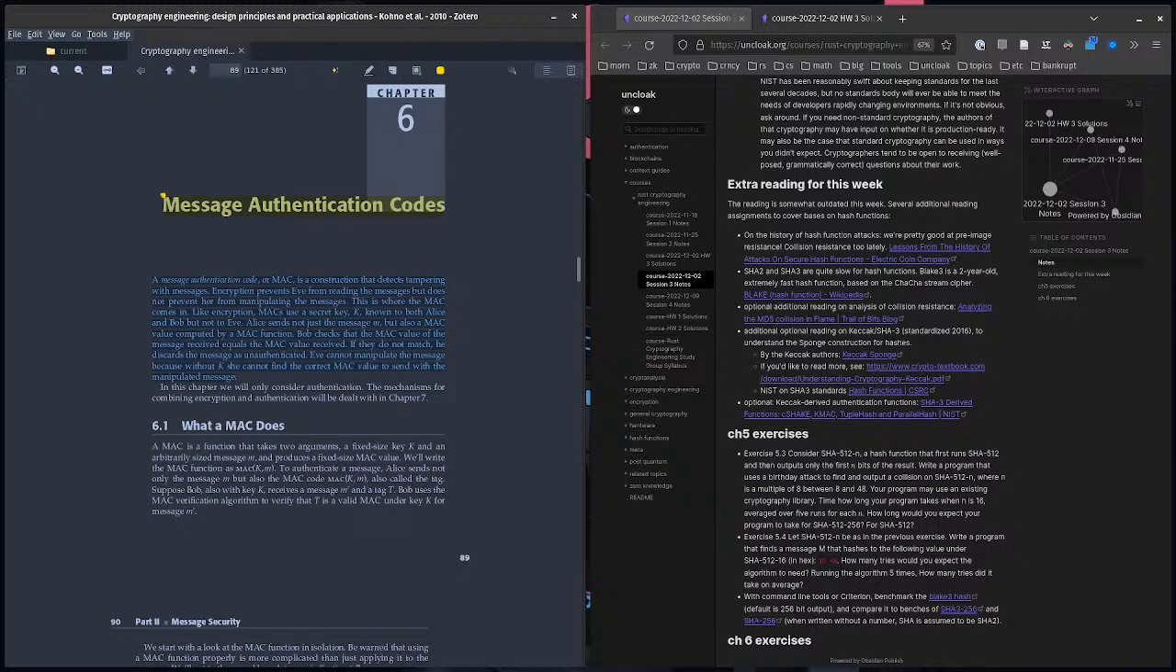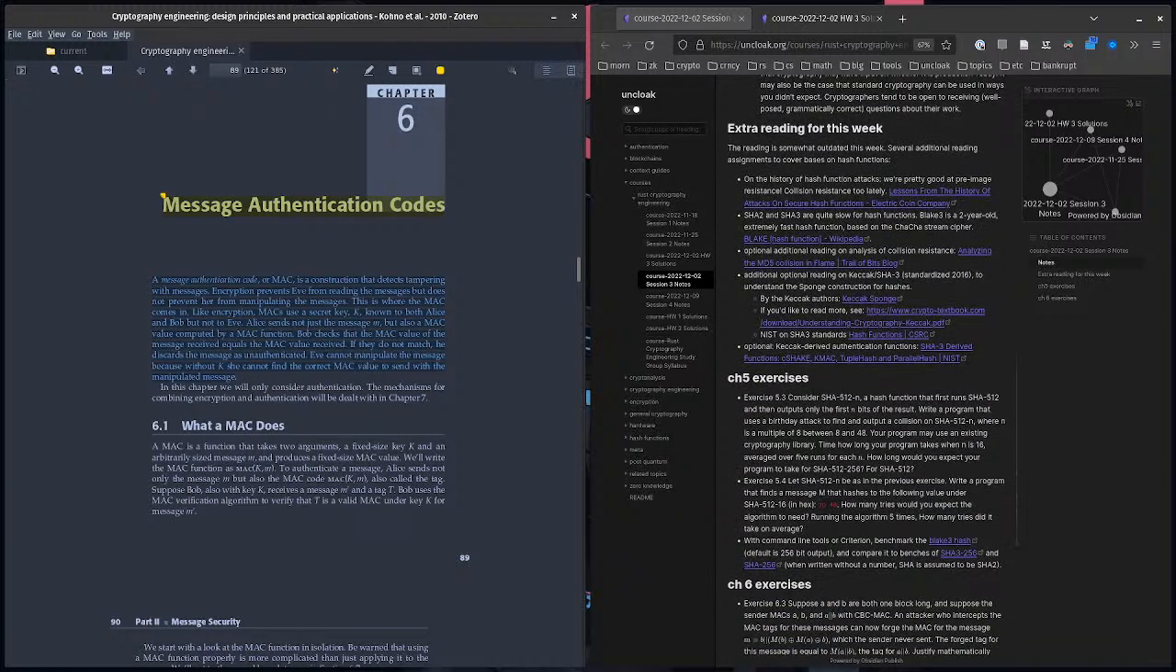But MACs don't actually reveal anything about the message that they are computed over, by the property of preimage resistance of hash functions. So generally, most protocols that I've seen do encrypt first and then take the MAC of the message. We can talk about that a little bit more soon.